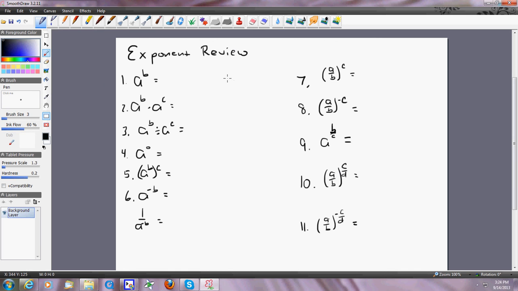Alright, so we've made it to the final review. Here are all the rules, the laws, exponent law review. They're not in any particular order, well, they are kind of in order, but let's just take a look.